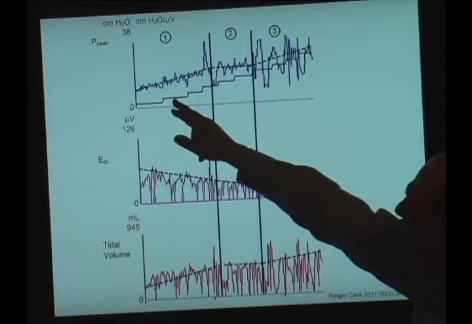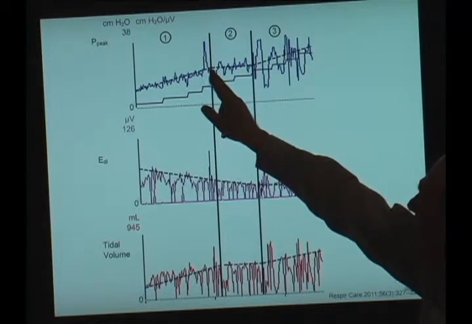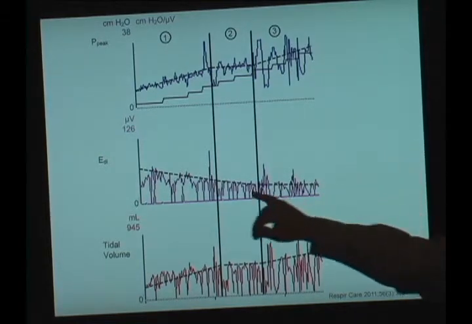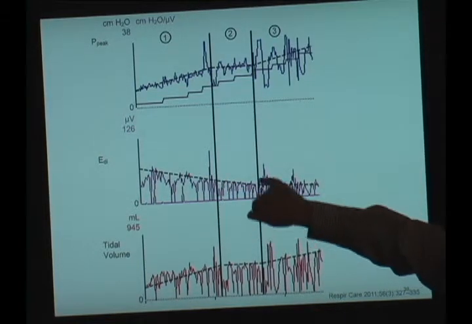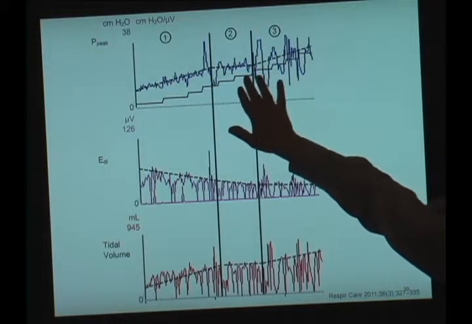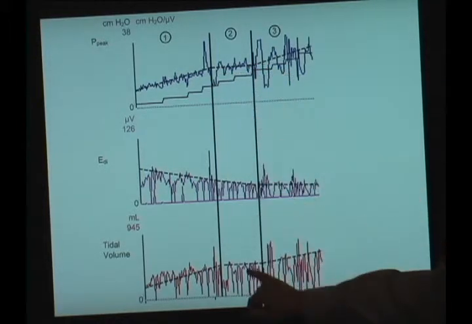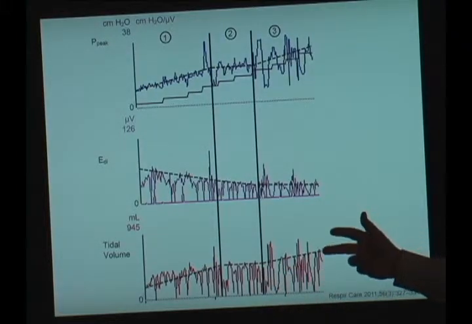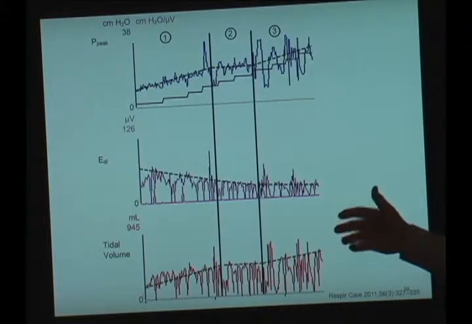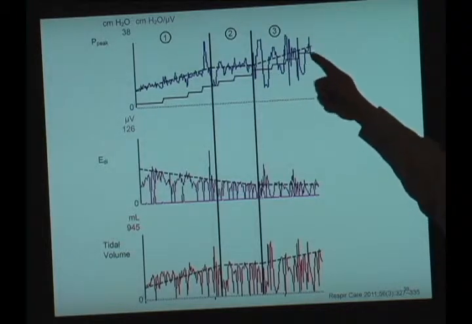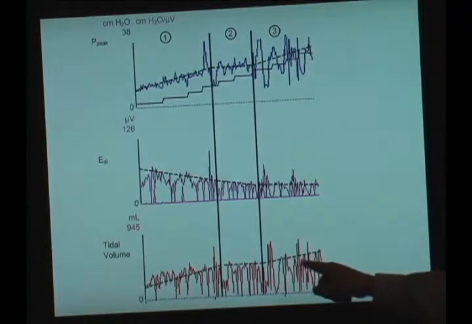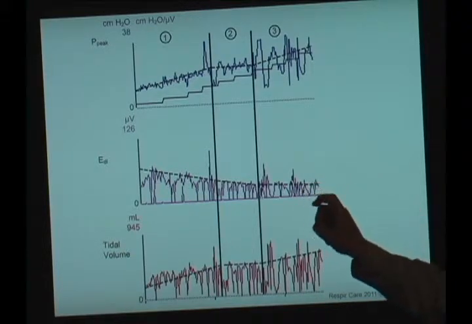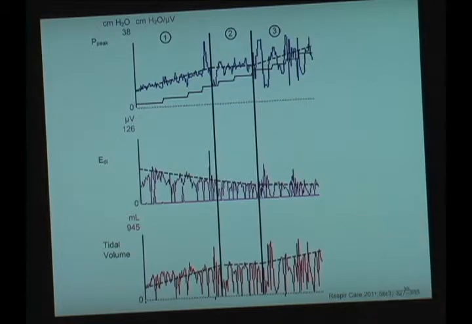We can see that the pressure increases, but when the support is enough for the patient, we have a decrease in the EAdi and stabilization of the peak pressure and of the tidal volume. If we go further, if we increase the NAVA level more, obviously we have an increase in peak pressure, an increase in volume, and a decrease in electrical diaphragmatic activity.